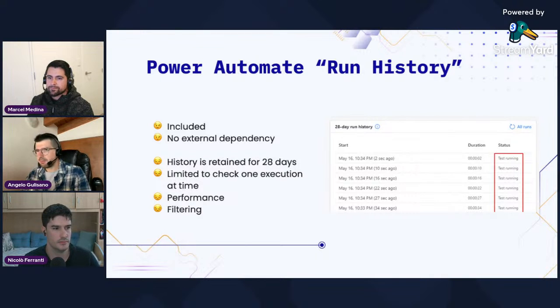Power Automate run history is included in Power Automate. It doesn't have external dependencies, but we have a little problem: the history is retained for 28 days. You can see one execution at a time. You click on the test run and see the single execution. It's not simple to filter the history in an easy way to check exactly the date of the problem, for example. So it has a little navigation complexity to troubleshoot the problem.